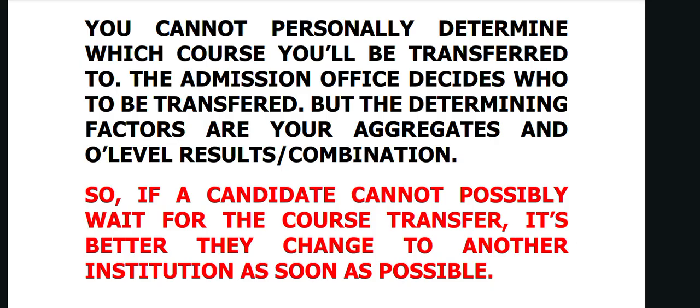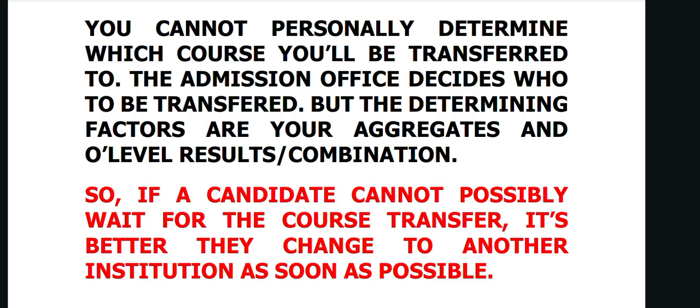That's why I'm telling you in this video that you cannot personally determine which course you'll be transferred to. So the admission office decides who to be transferred and where to be transferred to. But the determining factors are your aggregate and O-level results and combination. As I said earlier, there are conditions that they are going to look at before they can transfer you to a department. And those conditions are your aggregate, the O-level results you have, and your UTME combination.